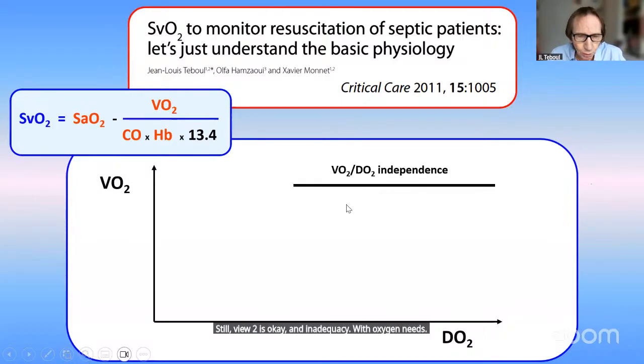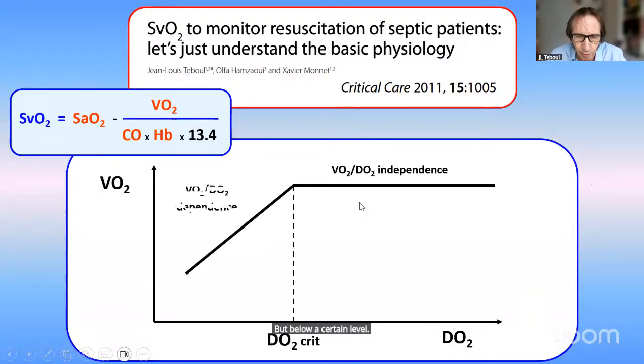But below a certain critical level of oxygen delivery, all the mechanisms that increase oxygen extraction are at the maximum, and they cannot increase further. It's impossible. Therefore, if you have a further decrease in oxygen delivery below this critical level, VO2 will decrease as well. And this is the VO2 dependence phase.